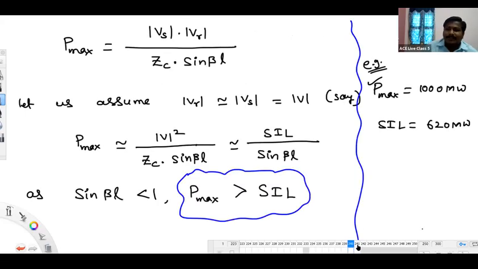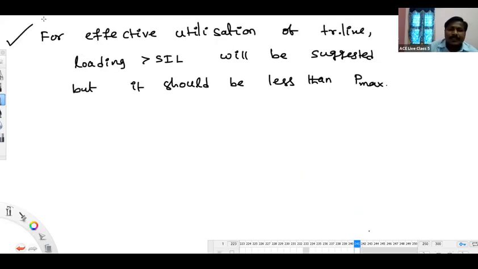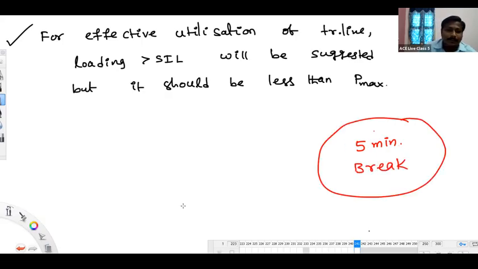But this is not the final statement to keep the loading on a transmission line, practically speaking. According to the type of lines, we have short line, medium line, and long line. We will consider these separately and discuss what type of loading is suggested for the short line, the medium line, as well as the long line. So have a break for 5 minutes, and after this break we'll continue with the types of lines and the loading suggested for each line.